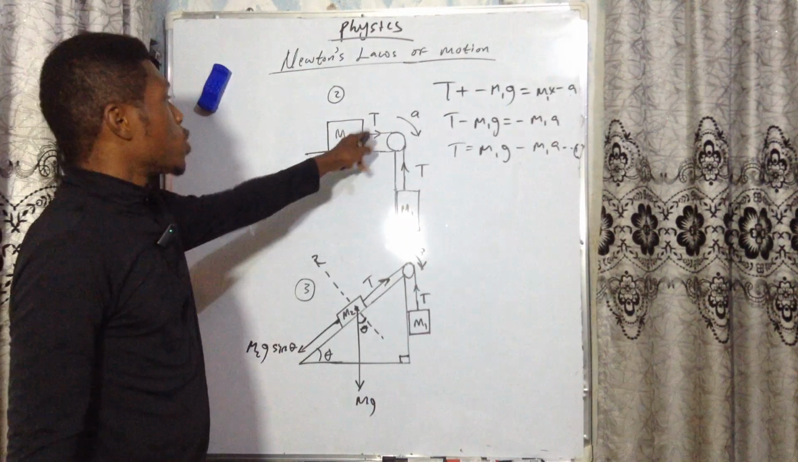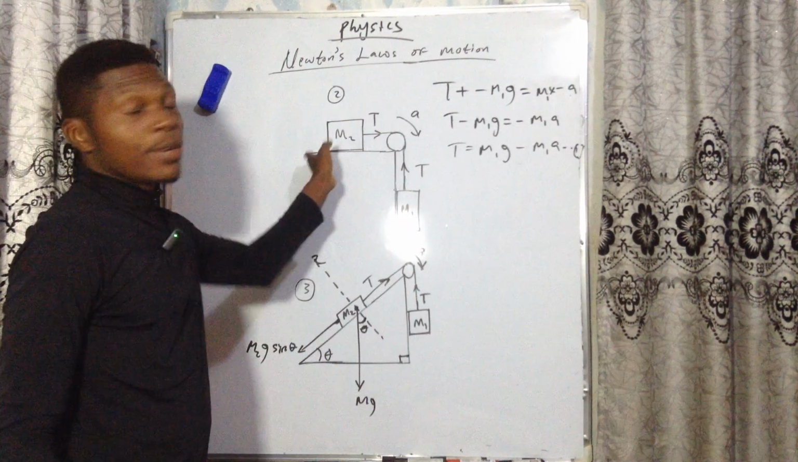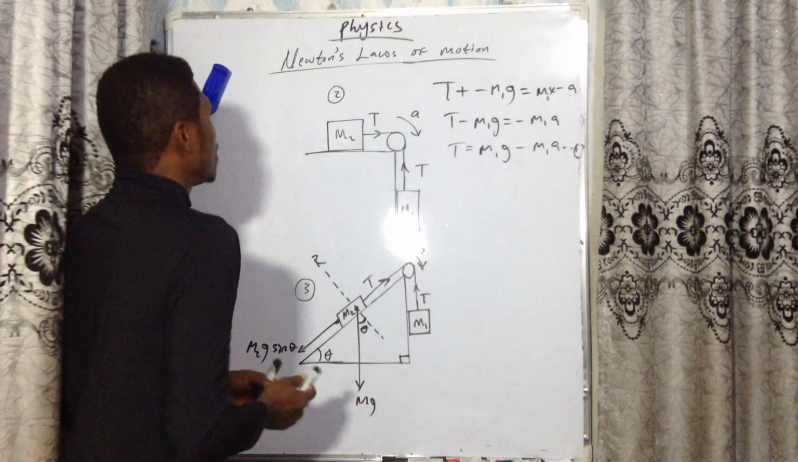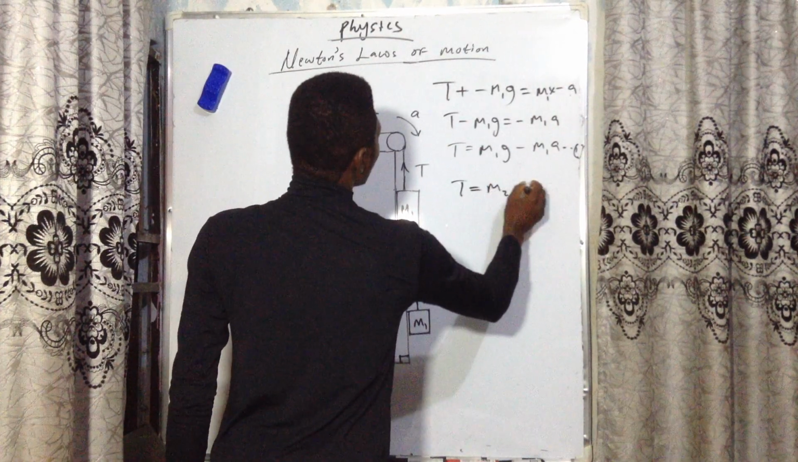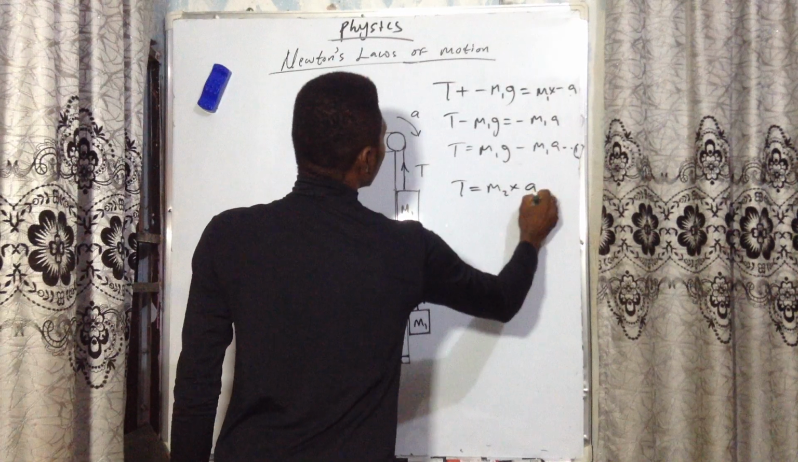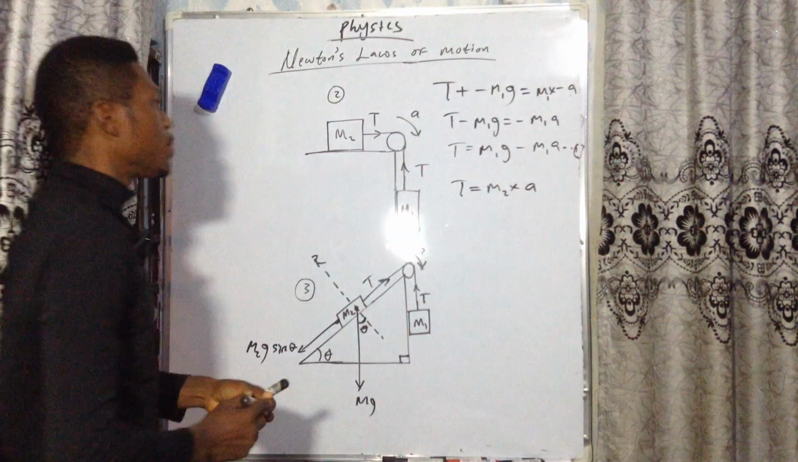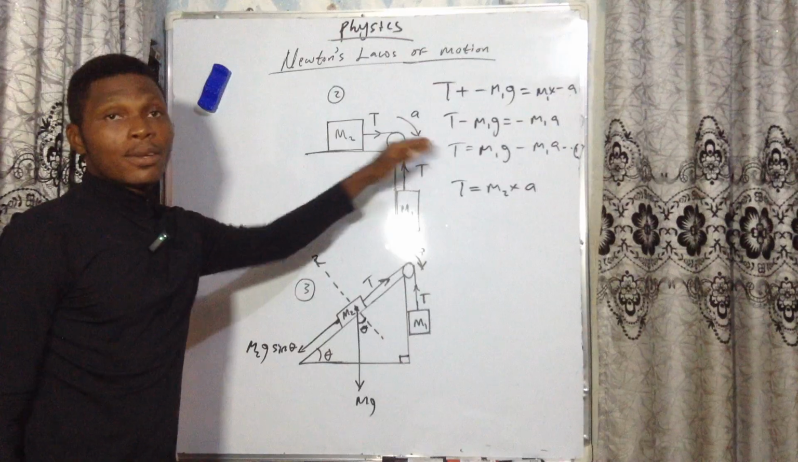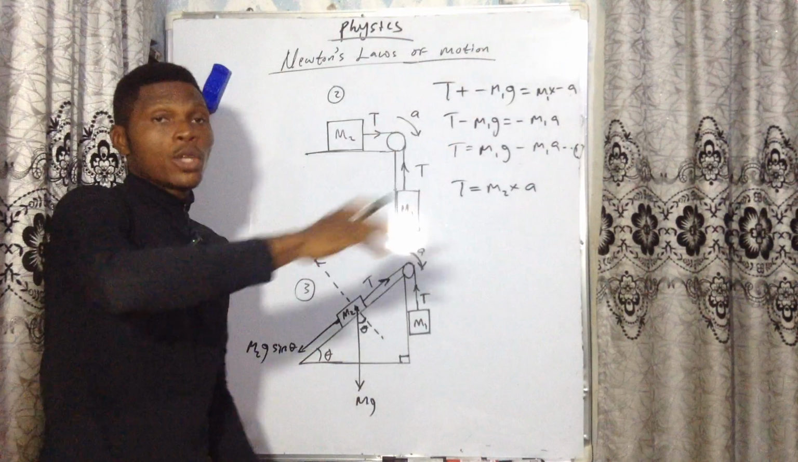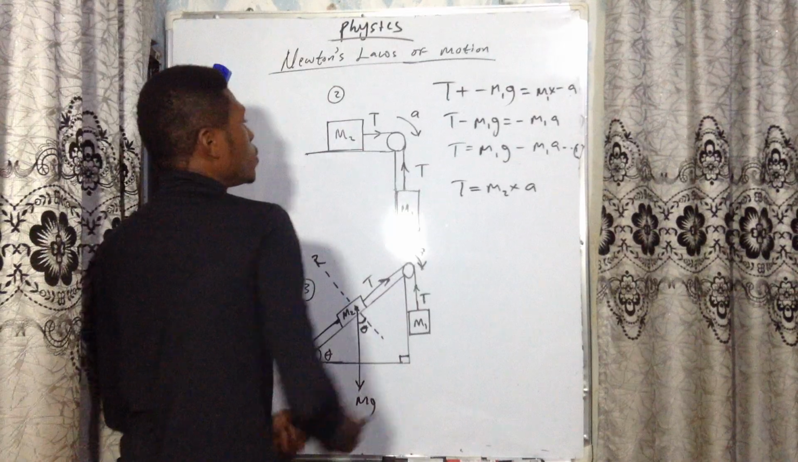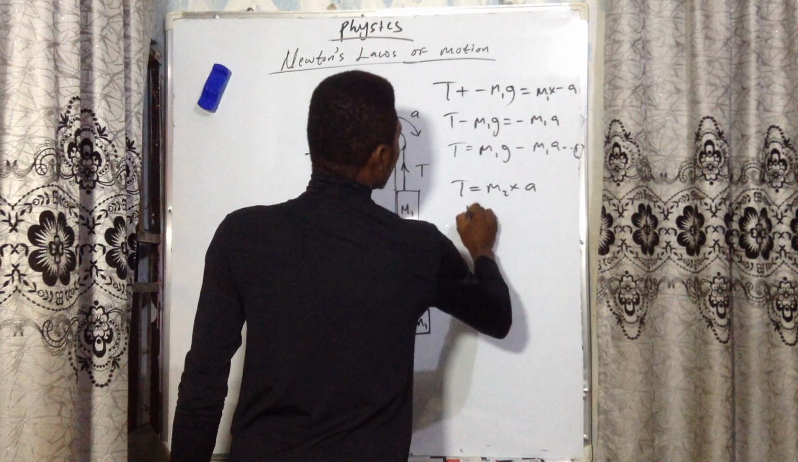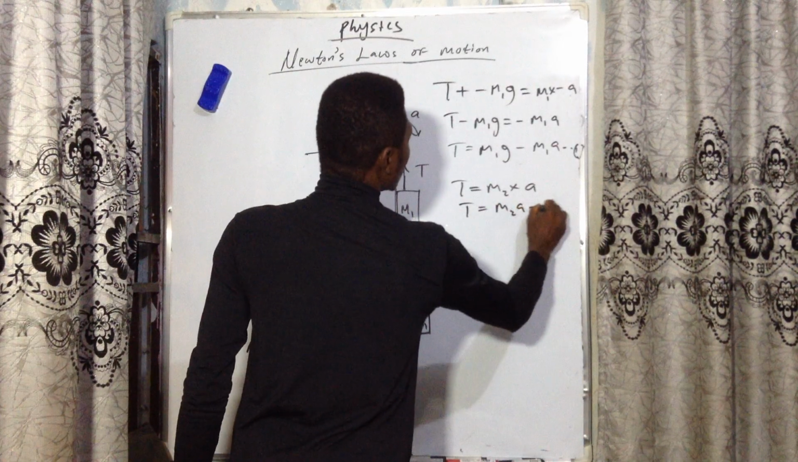So with respect to this one, remember, this surface is frictionless. There is no friction. So in that case, we now have T is equal to M2 times A. In this case, it is positive A, because the direction of the acceleration is towards the right. So, right is positive, left is negative. So this is the second equation. That is T is equal to M2A, equation 2.